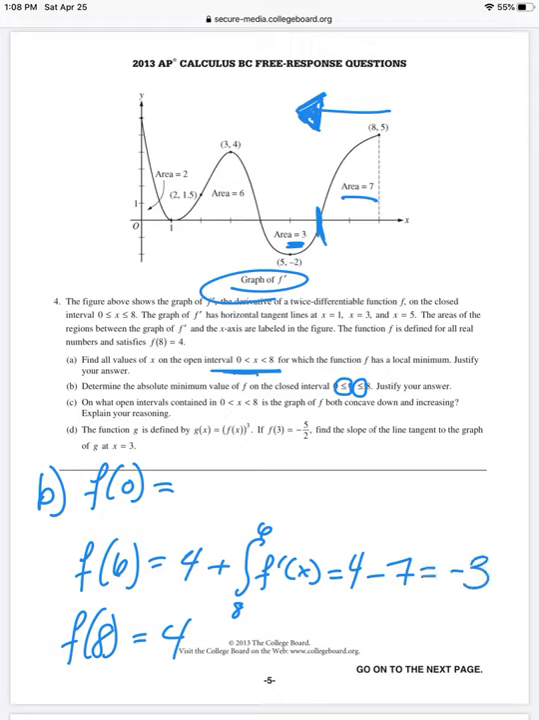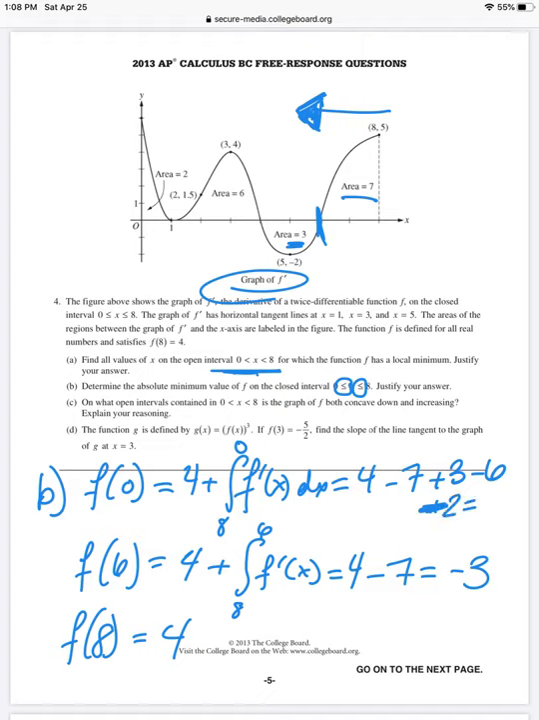So now for 0, it would be 4 plus the integral from 8 to 0 of the derivative, right? So that's going to be 4 minus 7 plus 3 minus 6 plus minus 2.